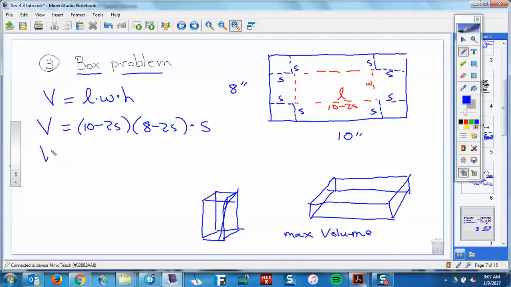All right, now you could distribute that all out, FOIL out, use your calculators. I don't care. And now this is V of S. Now I don't care if you write V of S, but before I couldn't really write it as a function because I had length, width, height. I had 3 different variables. But now I've got it in terms of S, so I can write this V of S.